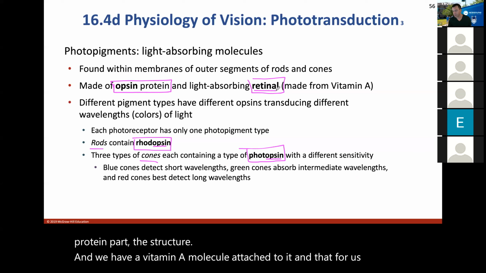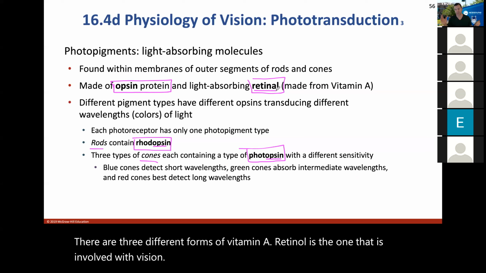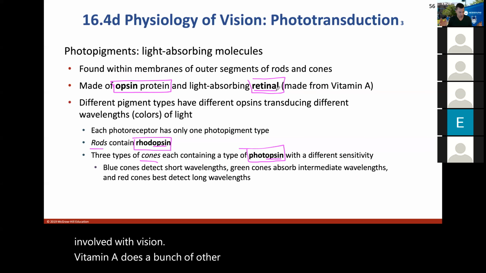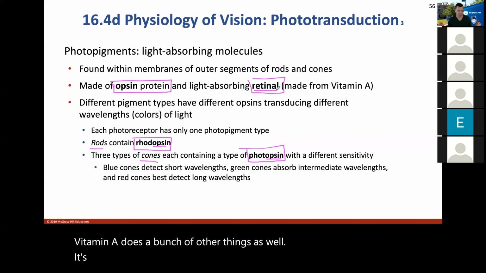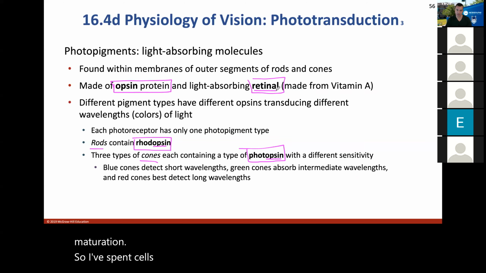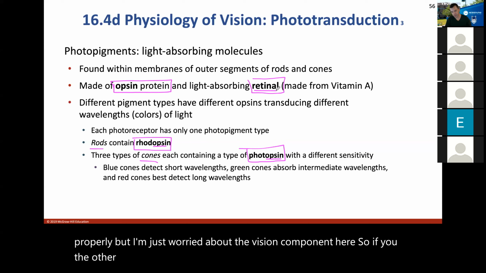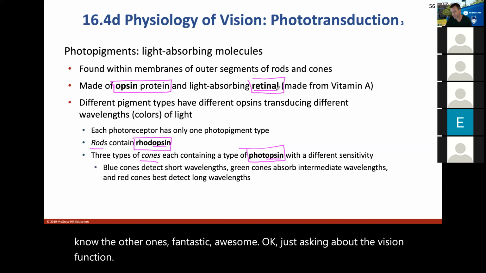There are 3 different forms of vitamin A. Retinol is the one that is involved with vision. Vitamin A does a bunch of other things as well. It's involved with some immunity function. It's involved with cell maturation. So when cells divide, vitamin A is going to help ensure that that happens properly. But I'm just worried about the vision component here. So if you know the other ones, fantastic, awesome. Okay. Just asking about the vision function. And that's retinol. All right.